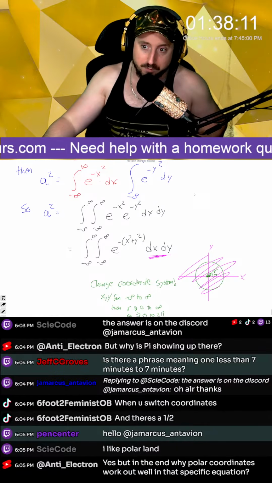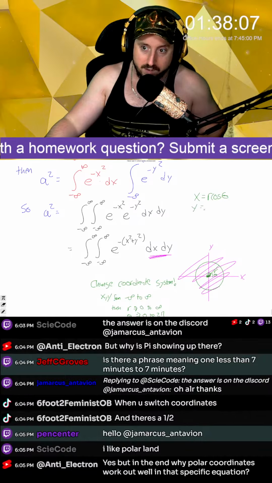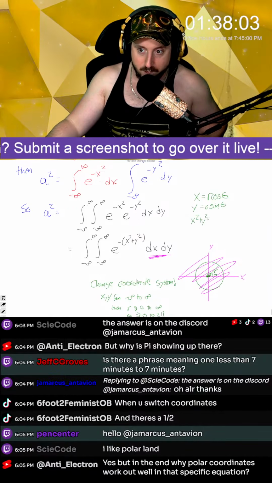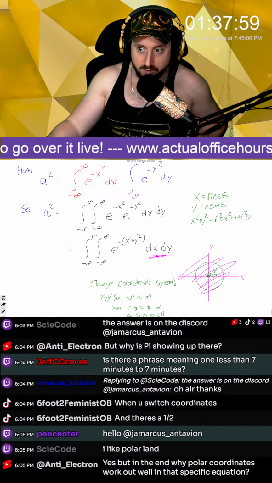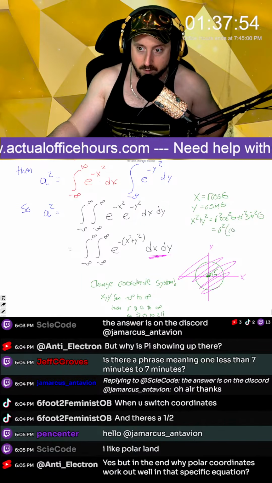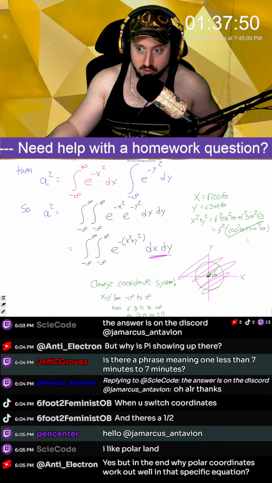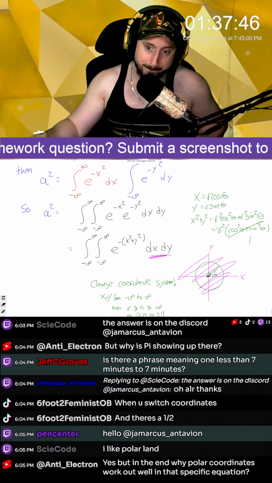Right? And that comes from polar coordinates. x is equal to r cosine theta, y is equal to r sine theta. So then x squared plus y squared is equal to r squared cosine squared theta plus r squared sine squared theta. And then this becomes r squared times cosine squared theta plus sine squared theta, and that is just 1. And so this is where x squared plus y squared equals r squared kind of comes from.